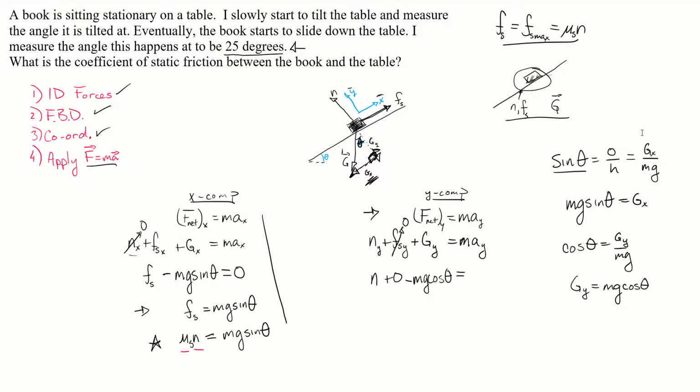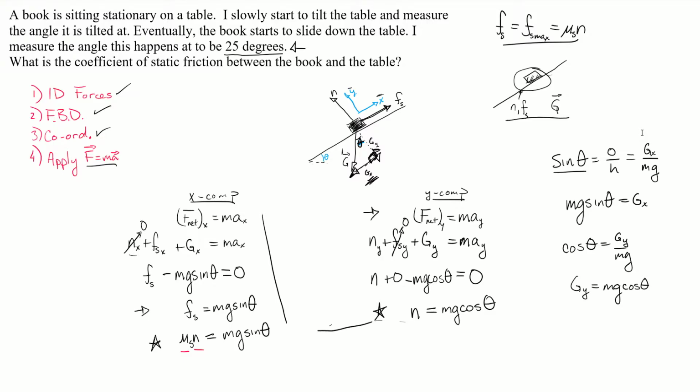Just like with the x, this object's stationary. It's not moving up and down in the y direction in any way, so our acceleration is also 0. So now with this, we can actually solve, bring the mg cosine theta to the other side, we can solve for what our normal force is. So this is a second equation we've got from Newton's second law in the y direction. And now we have two equations and two unknowns. We can solve this system of equations.